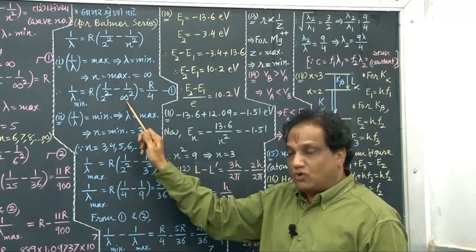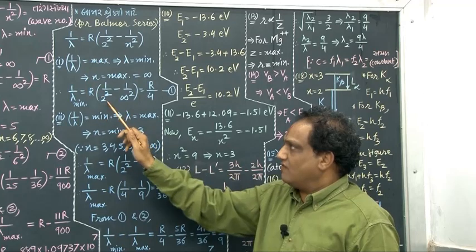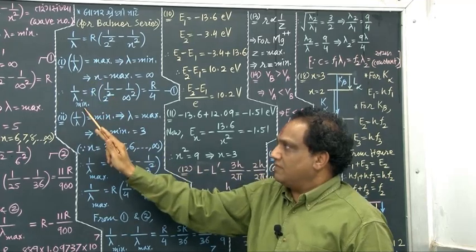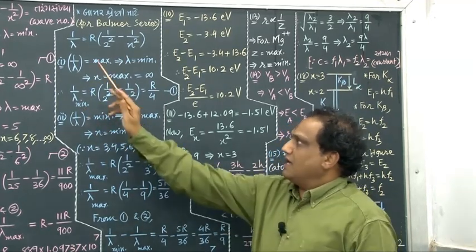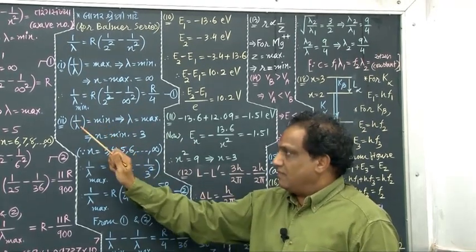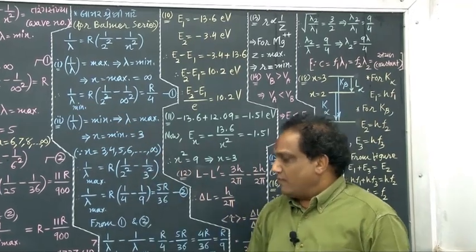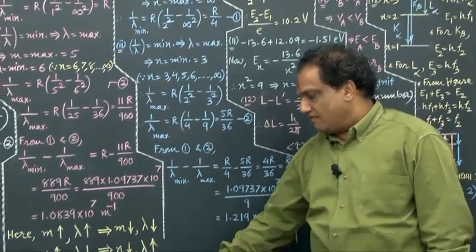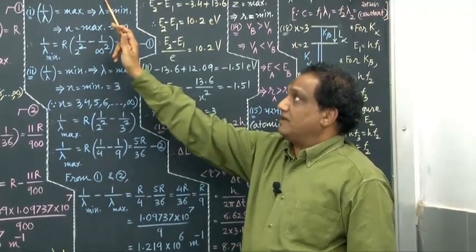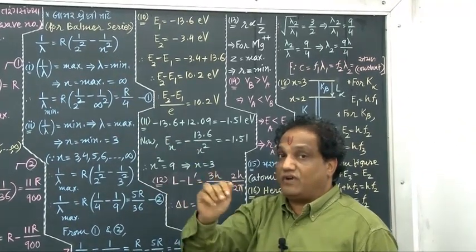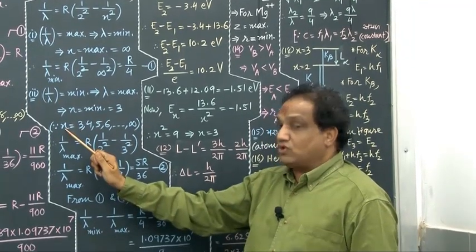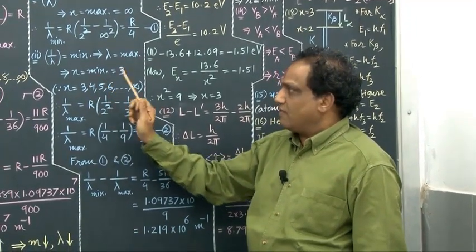1 upon infinity is 0. This is 2 square is 4, so it is r by 4. And at the time lambda is minimum, so I am writing lambda minimum instead of lambda. Give it equation number 1. Now I want the same wave number to become minimum. When this ratio is minimum, lambda should be maximum. For the maximum value of lambda, you should take the minimum value of n. What are the values of n? For Balmer series, values of n are 3, 4, 5, 6, and so on up to infinity. In this series, what is the minimum value? 3. So n should be taken minimum equal to 3.